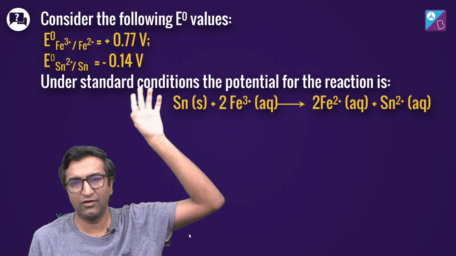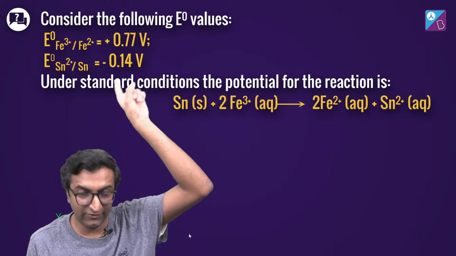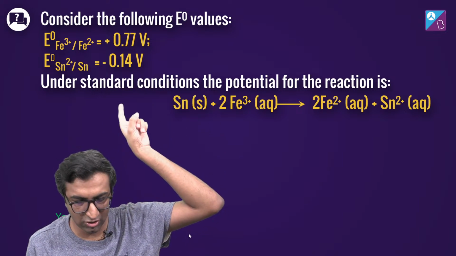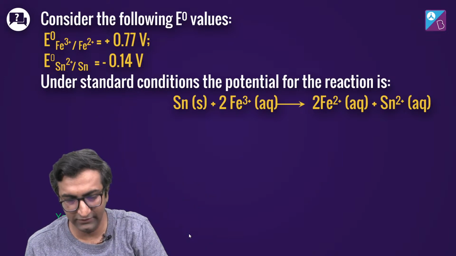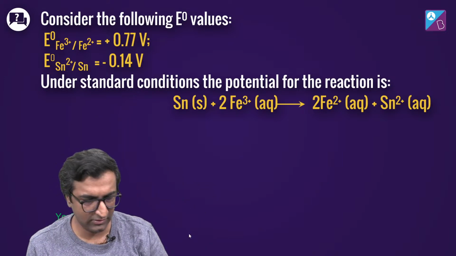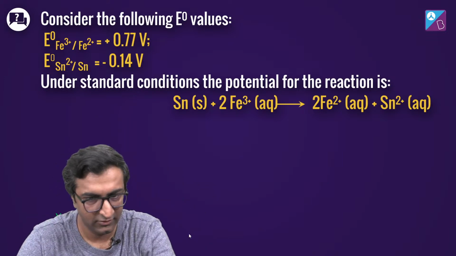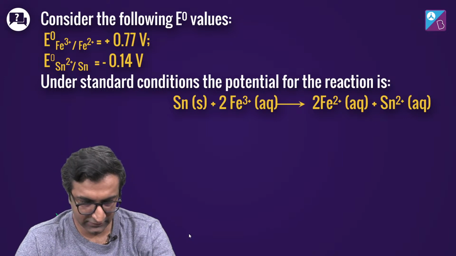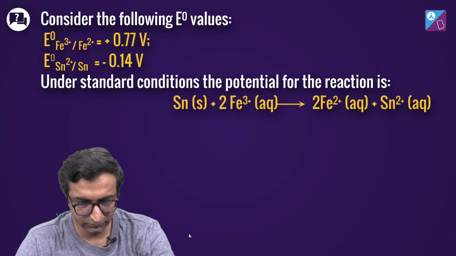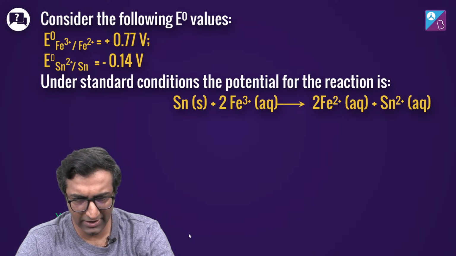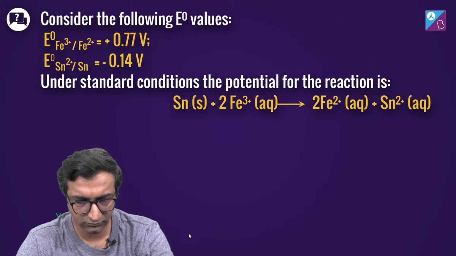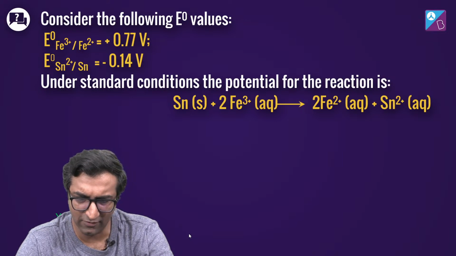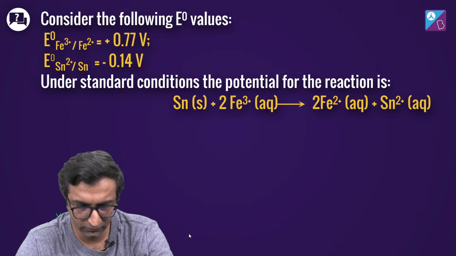Tell me. I have given E naught of Fe3 plus to Fe2 plus and E naught of Sn2 plus to Sn. What will it be? What do you think? Answers please in the chat. Since everyone has understood, please tell me. Yeah, very doable, right? Not complicated at all. That's how electrochem is actually very straightforward. It may seem like there's a lot to do, but it's really not.